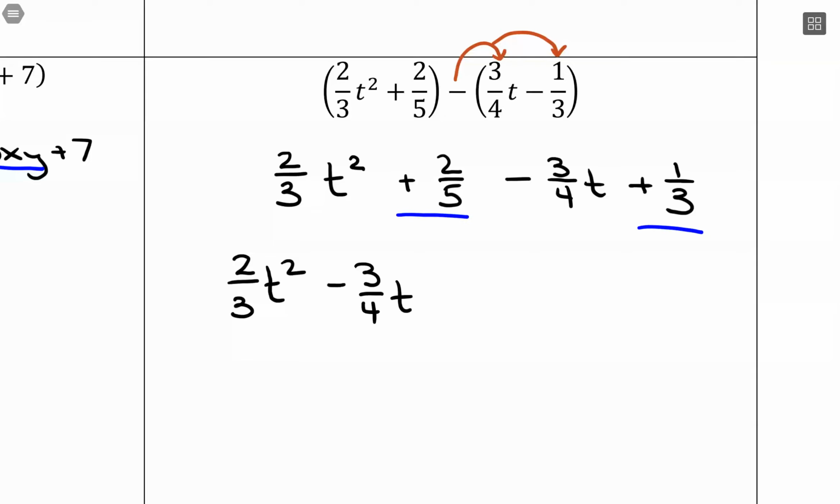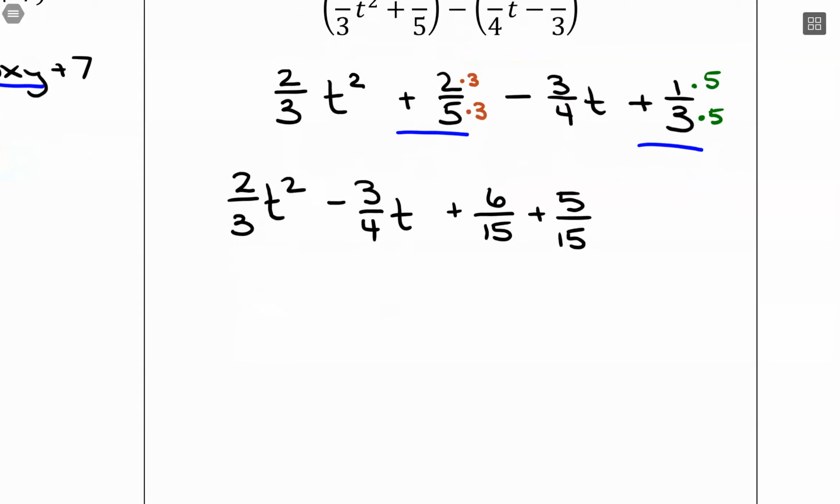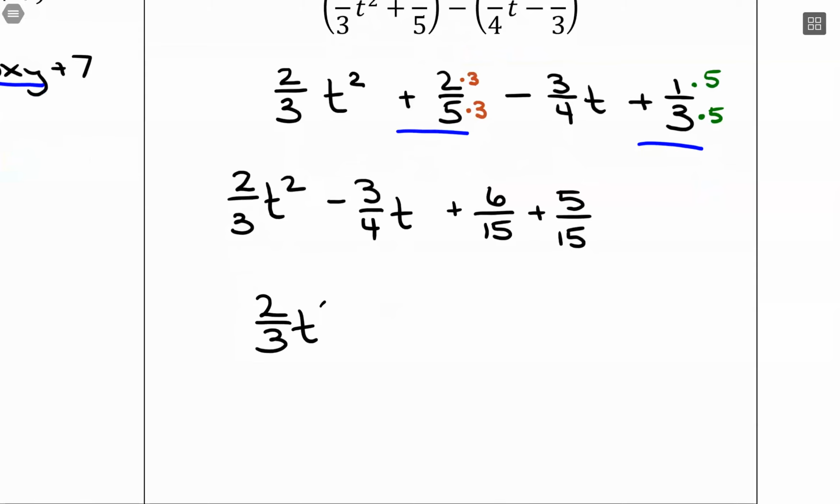In order to add them, they need the same denominator. So I can bump them up to a denominator of 15. With the first fraction, that would come through by multiplying the numerator and denominator by 3. For that 1/3, I need to multiply the numerator and denominator by 5. So then with that, we would have a 6/15 plus 5/15. And now I can combine those together with 6 plus 5 is 11 over the common denominator of 15. That's all done. So that's our addition and subtraction of polynomials.